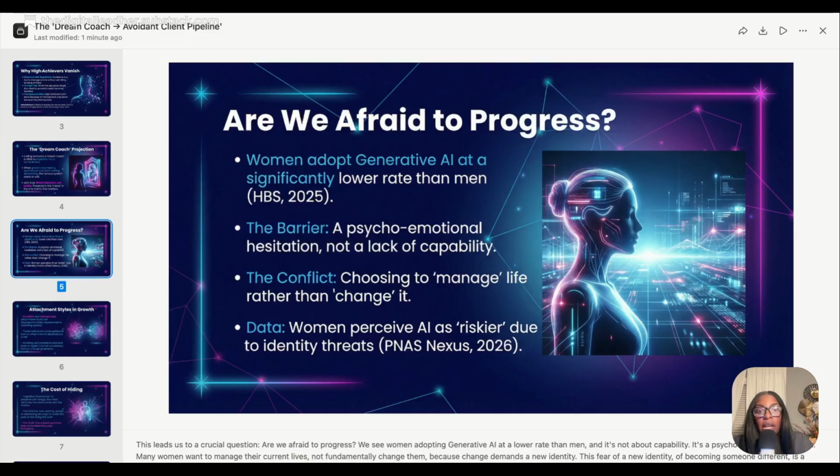The barrier: a psycho-emotional hesitation, not a lack of capability. The conflict: choosing to manage life rather than change it. We have to stop looking for management of life and stress and problems and start looking to change our problems into solutions. We are our own solution. We're our own answer. Did y'all know that? The answer is in you. You're a big girl. Put your big girl panties on. You have the answer within you.